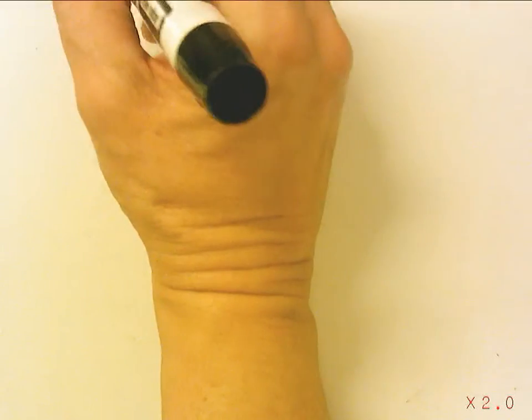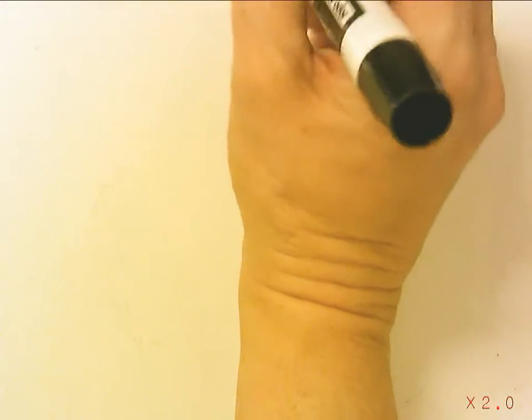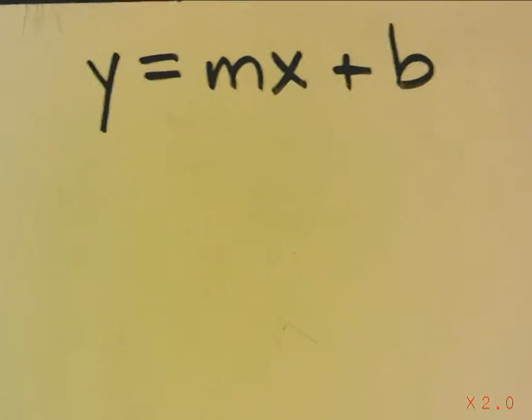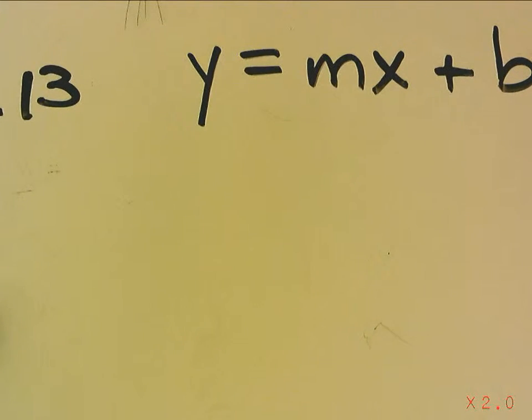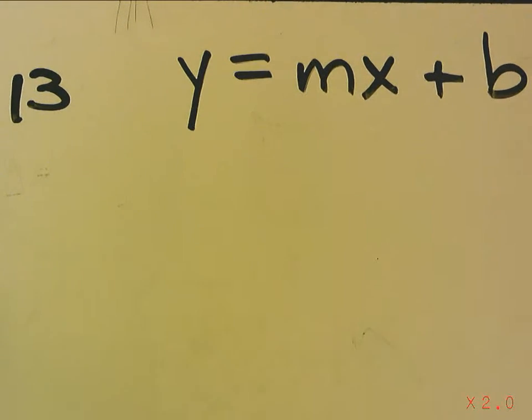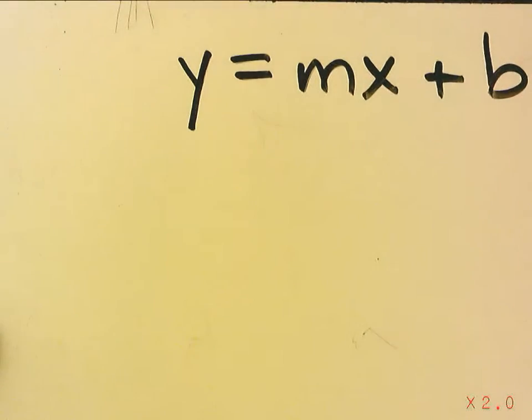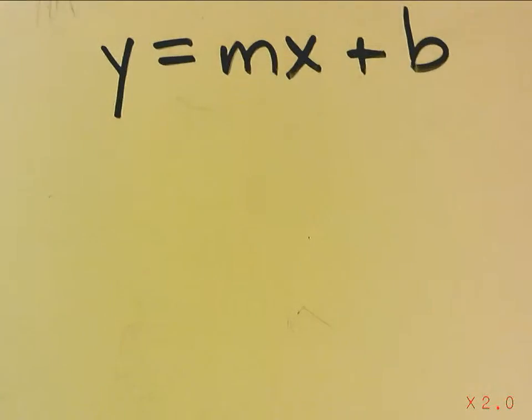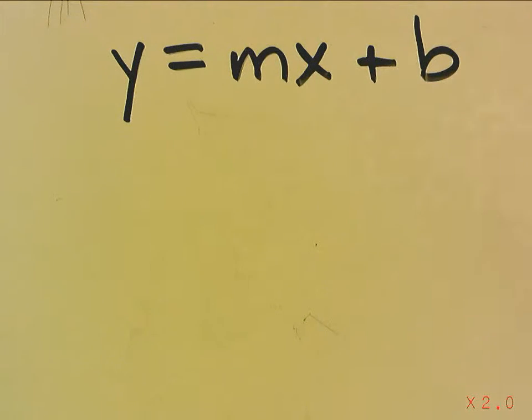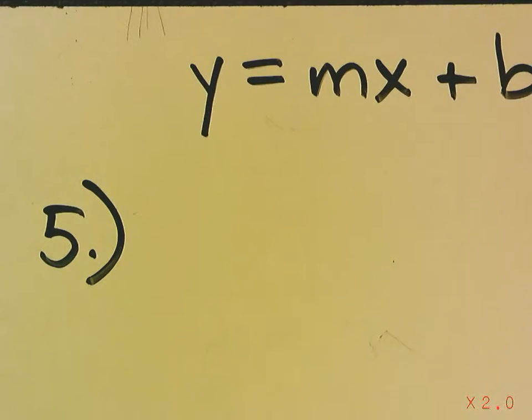Okay, now we're going to work on page 13. And page 13 wants us to write equations in the slope-intercept form, which is y equals mx plus b, where m is the slope and b is the y-intercept. Okay, now we're going to start with number 5. Number 5 is a graph.